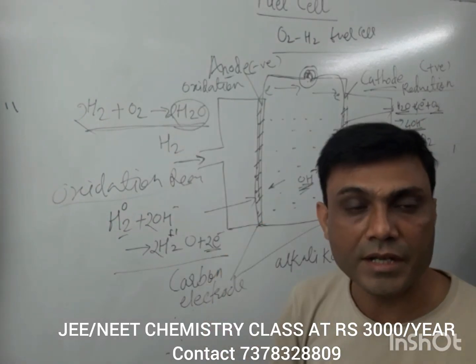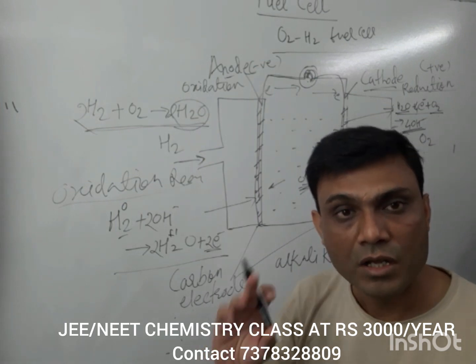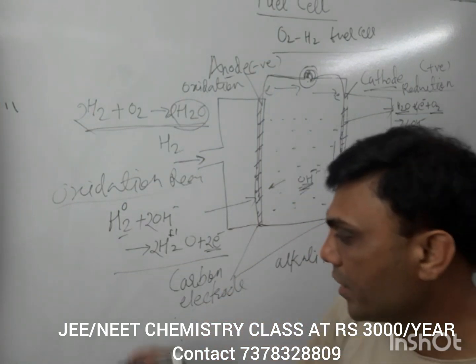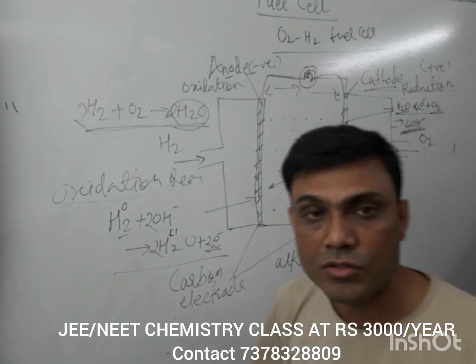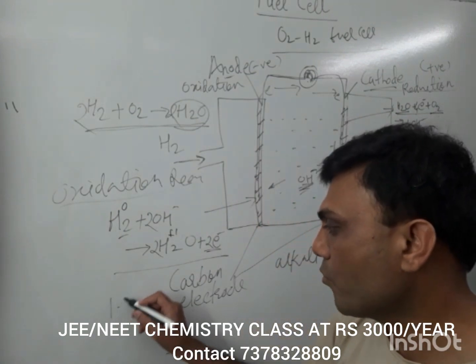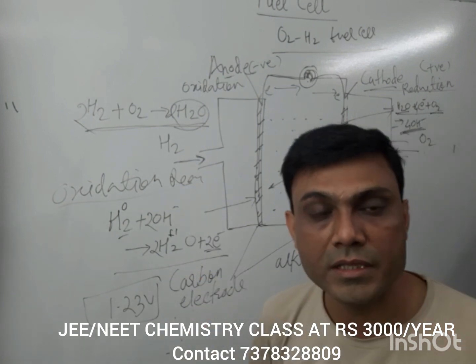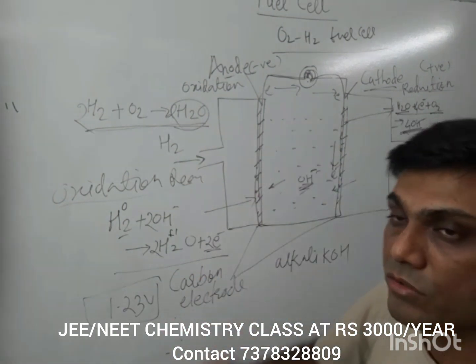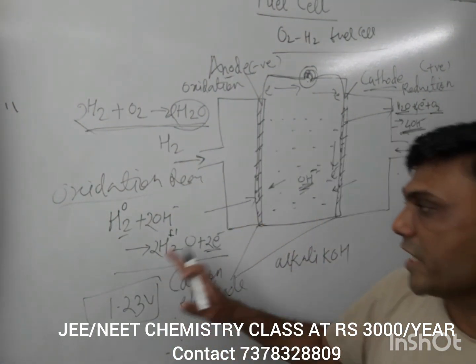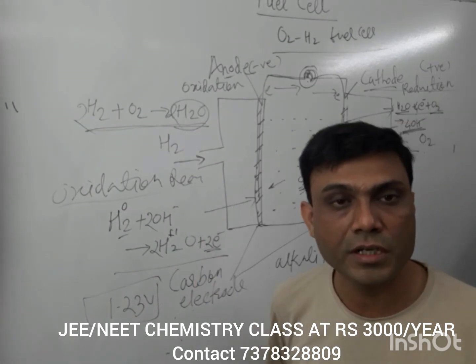So it can generate electricity also, it can generate water also, and the overall voltage of this oxygen hydrogen fuel cell is 1.23 volt. This is the voltage given by the oxygen hydrogen fuel cell. This is the explanation of this fuel cell.